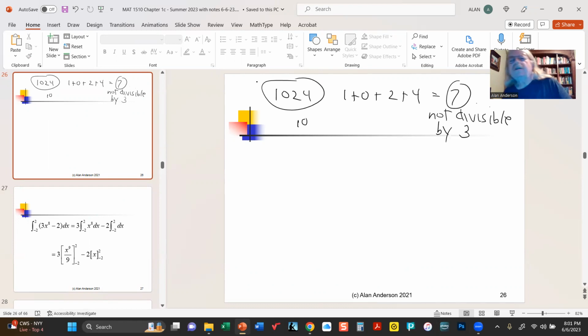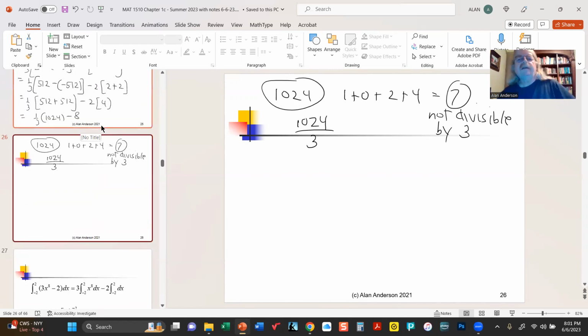By the way, there are actually similar rules for all of the digits 0 through 9. It's just that some of them are very, very complicated. And it may not be worth your while to memorize them, but they do exist. Okay, so you got 1024 over 3 minus 8, whatever that is. All right, let's do this.